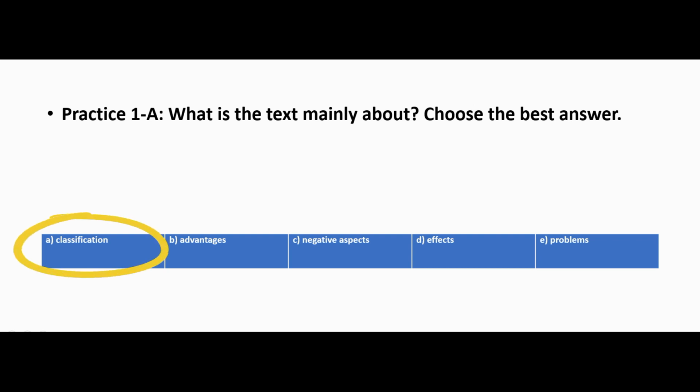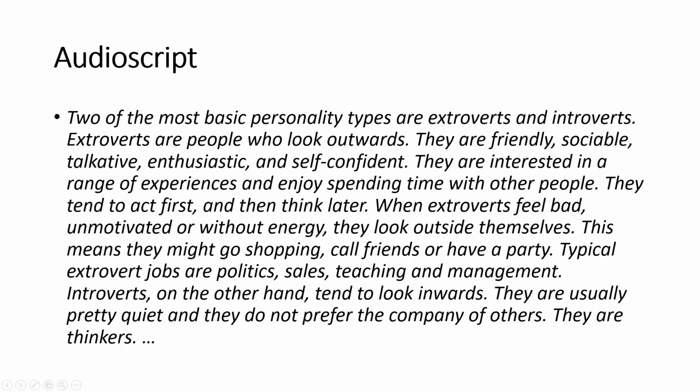Alright, the answer to the question is A. Classification. Why classification? Let's look at the audio script together. When we look at the audio script, we see that the lecturer is talking about the introduction of a concept, which focuses on the characteristics of extroverts and introverts. And he classifies these concepts by talking about what these people are like and how they behave or socialize. Therefore, the answer is classification.